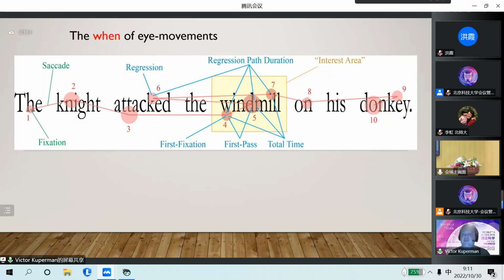So this is just a small sample of the eye movement measures that we can consider for one simple word. First fixation, first pass, total time, whether or not there was a regression, and so on and so forth. So all of this information is given to us for free by eye tracking technology, and this is what we use for the analysis of reading data.